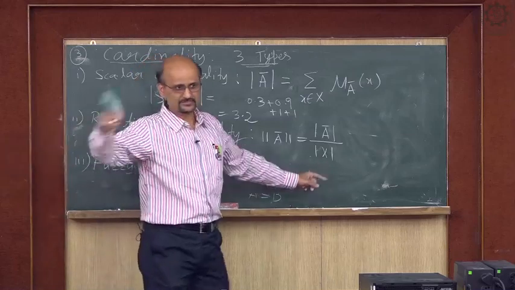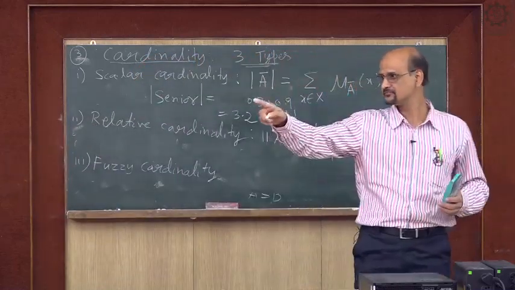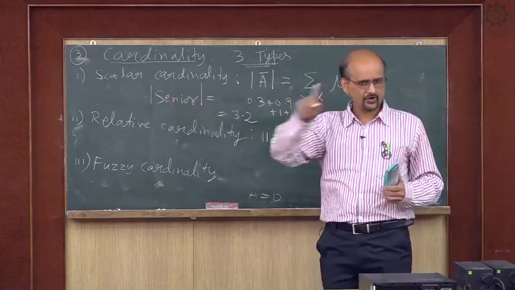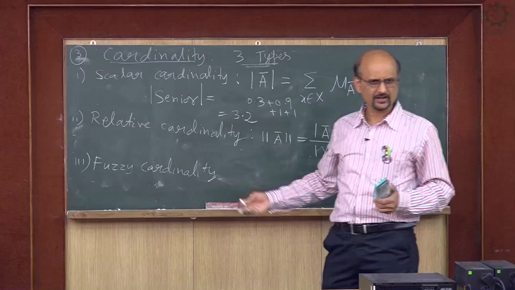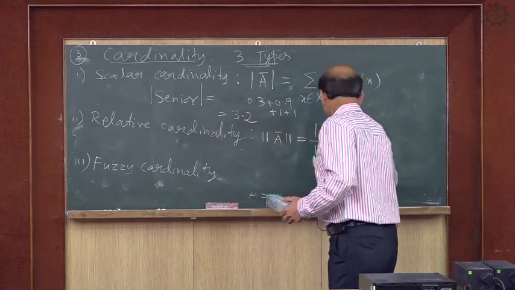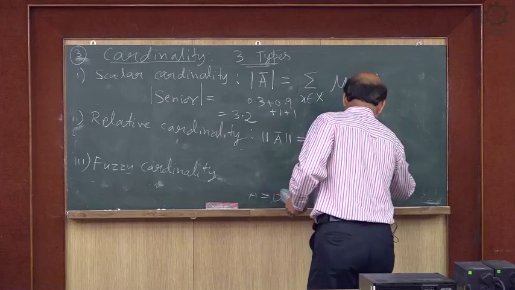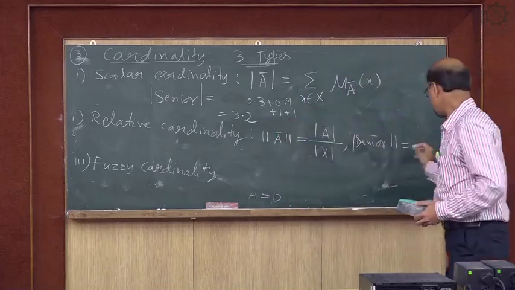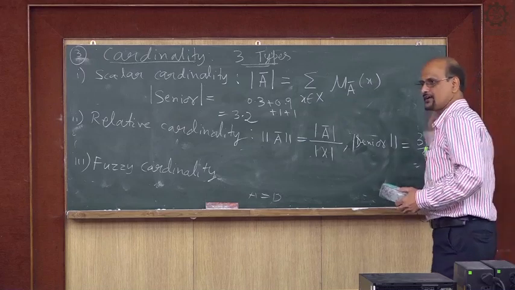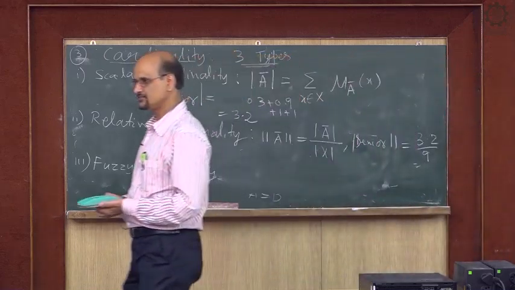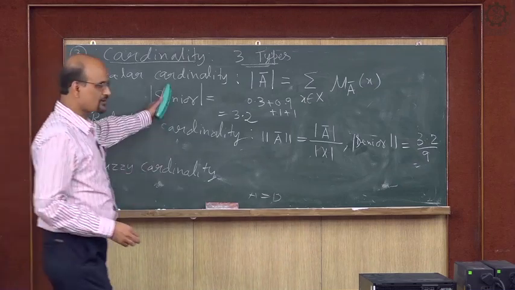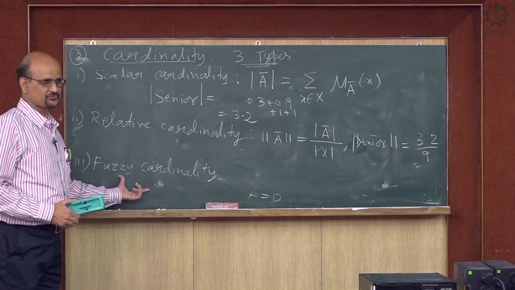If you see the previous example, there X I had written the age, I think it was starting from 5 to 85. So, how many? 5, 15, how many? I think 9 or 10, 9 should be there, 9. So, for this example senior, what is the relative cardinality? It will be 3.2 divided by 9, whatever you get, that is your relative cardinality. It is also very easy, no? So, these two are very easy, this is also very easy, fuzzy cardinality.